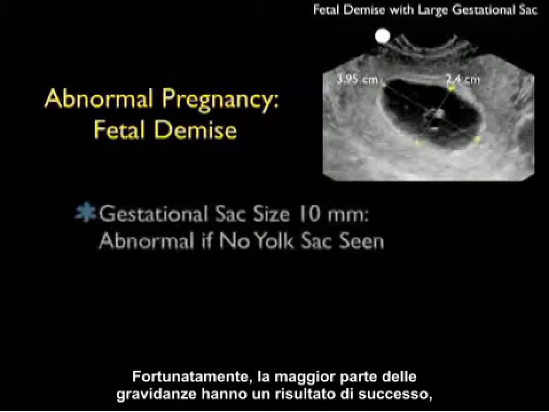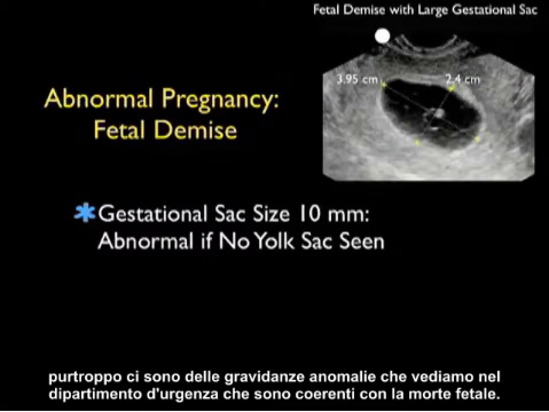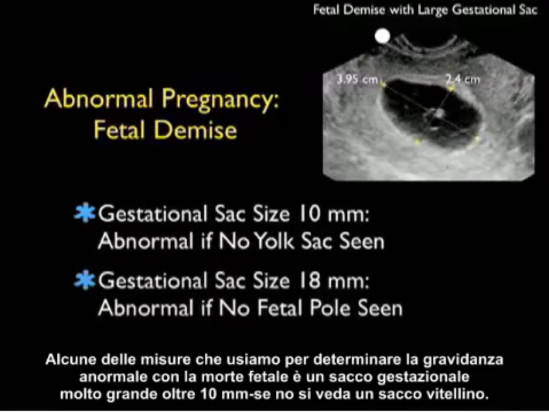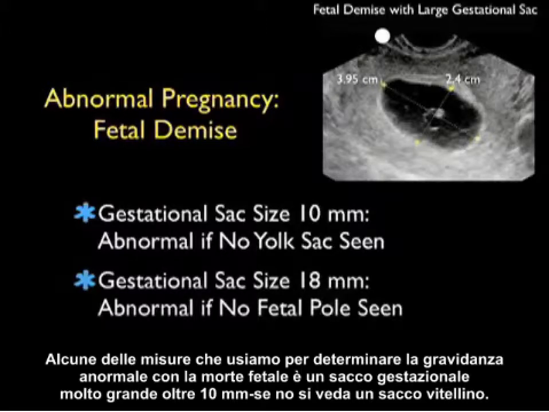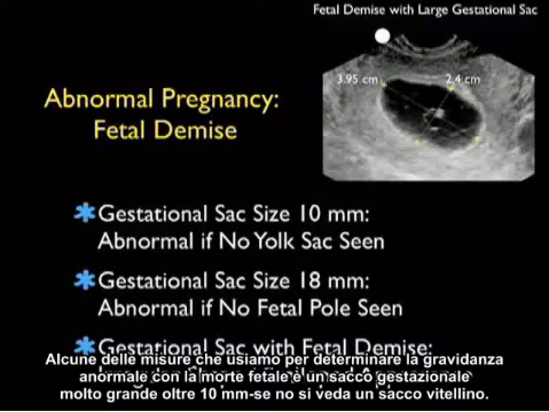While fortunately most pregnancies have a successful outcome, unfortunately there are going to be some abnormal pregnancies that we'll see in the emergency department consistent with fetal demise. Some of the measurements we'll use to determine abnormal pregnancy with fetal demise is a very large gestational sac, greater than 10 millimeters if no yolk sac is seen.